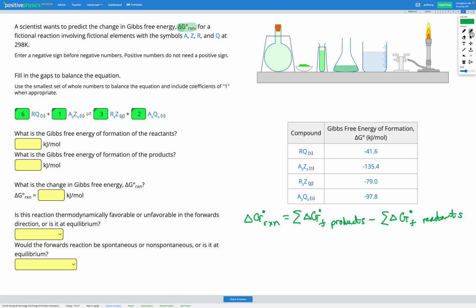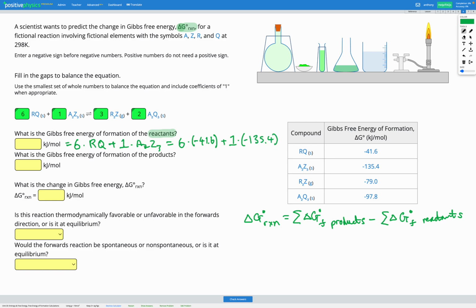So first, let's find the total Gibbs free energy of formation of the reactants. So I can see in my reactants, I've got 6 sets of RQ, plus I have 1 set of A2Z3. So if we substitute in our Gibbs free energy of formation for those, we've got 6 sets of RQ. For RQ, it's negative 41.6, plus 1 set of A2Z3, which has a Gibbs free energy of formation of negative 135.4.